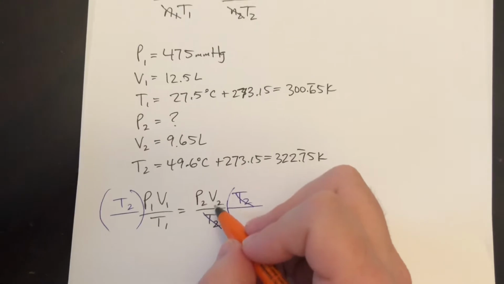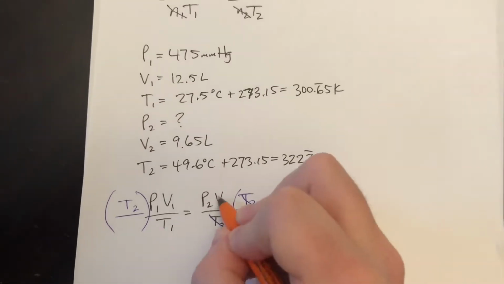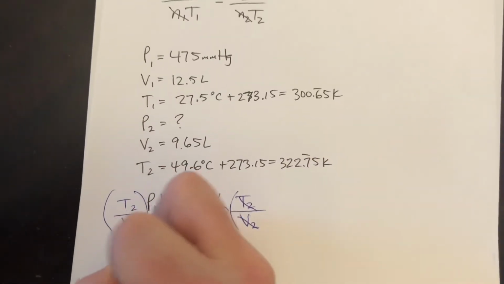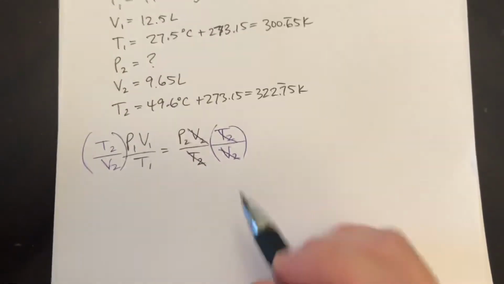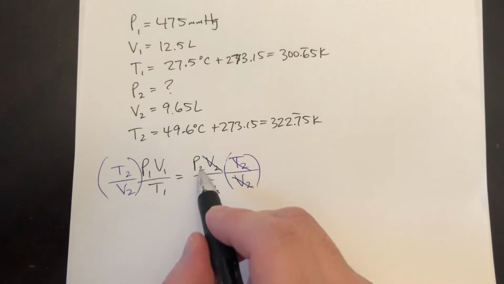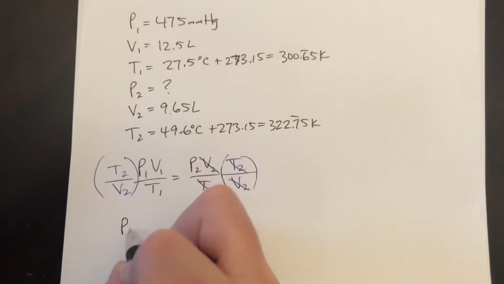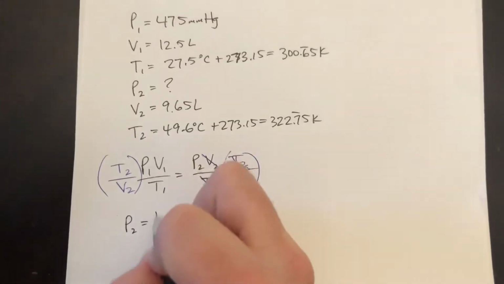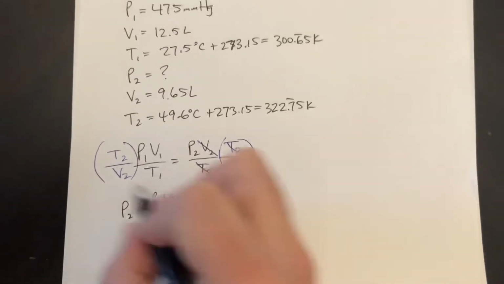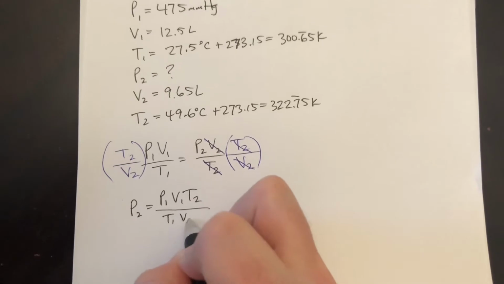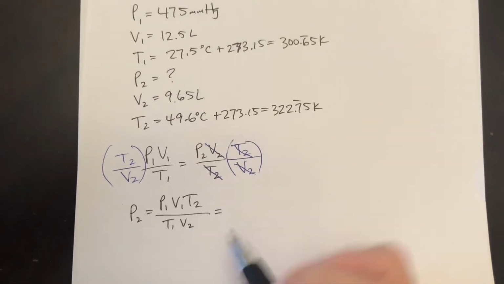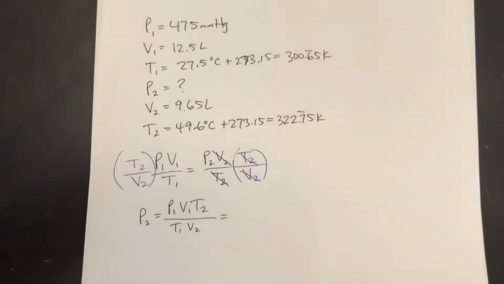We need to do the same thing for V2. We're going to divide by it on this side, so we need to divide by it on this side. Okay, so P2 is all by itself on the top, everything else is on the other side. So I'm going to rewrite it like this. We have P1, V1, and T2 on the top, and we have T1 and V2 on the bottom. We have all of those numbers, so we're just going to plug it in.